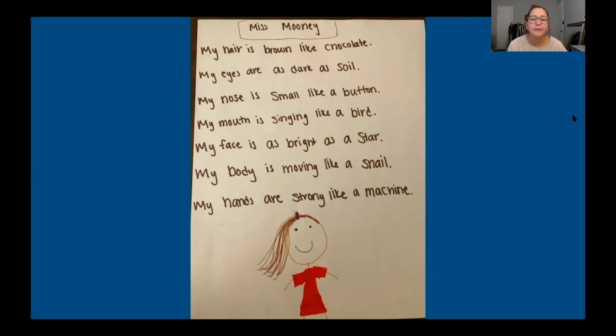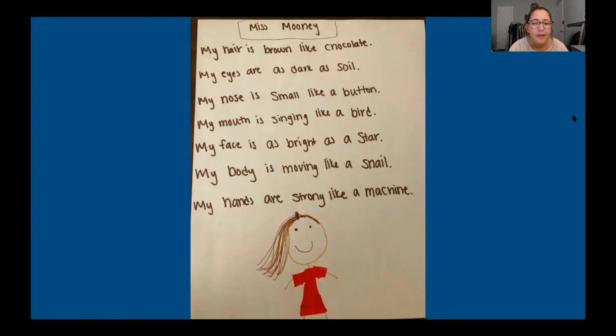And the next, I put my mouth is singing like a bird. And so I compared my mouth singing a song to how birds do their chirping and their song singing. And then next, I wrote, my face is as bright as a star. So I thought that that would be something fun to put. Maybe your face is lighting up because you're smiling a lot or you're happy. And I compared that to a really bright star that I see at night.